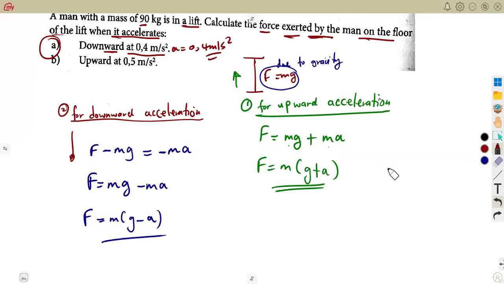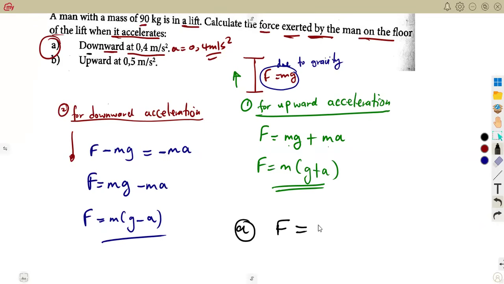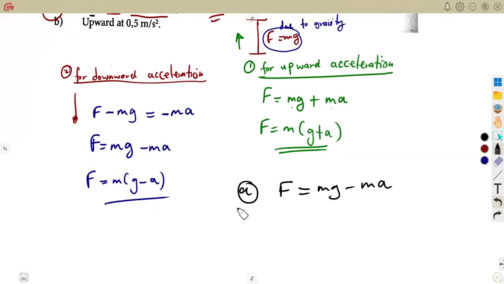There is an acceleration there, but only that it is going down. So it will be negative. That part of ma will carry a negative. So guys, I'm not going to take a lot of information. Let me quickly write my answers. Since it is for a downward acceleration, F will be equal to mg minus ma. We can also factor it out like this, guys: m into g minus a.